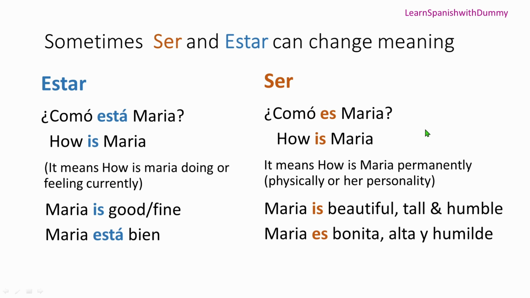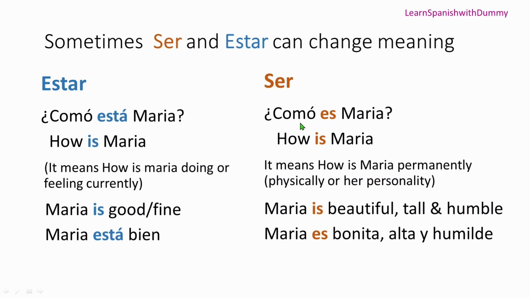Perfect. Let's move ahead. Now here we have ¿Cómo está María? It means how is Maria? Again, ¿Cómo es María? It also means how is Maria? Both are the same, but what's the difference? We put a different verb. Now it means how is Maria doing currently, or how is she feeling? Okay, and Maria is good, fine. So the answer would be María está bien.